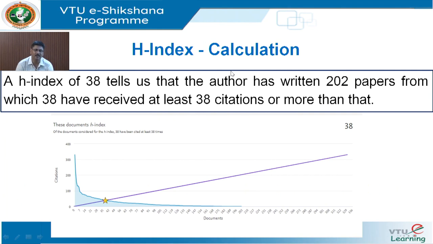Imagine a scientist or an author has an H index of 38, which means he has written 222 papers, from which 38 have received at least 38 citations. If you draw papers on the x-axis and citations on the y-axis, where the two intersect is the H index point. For example, an H index of 38 means the 38th paper has got 38 citations. Definitely the prior 37 papers have got more than 38 citations.